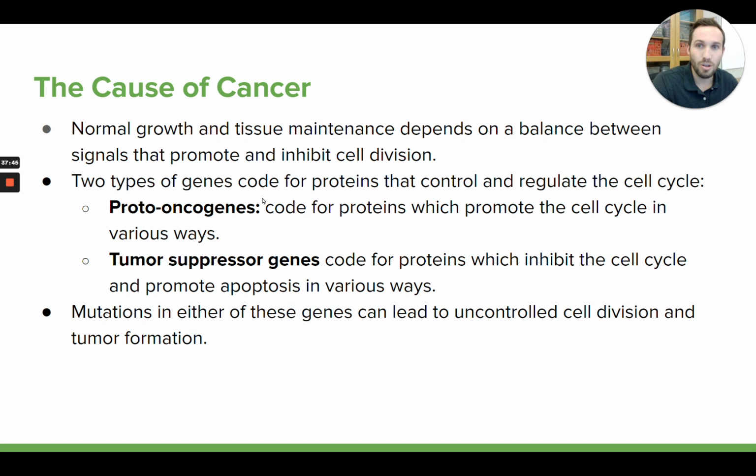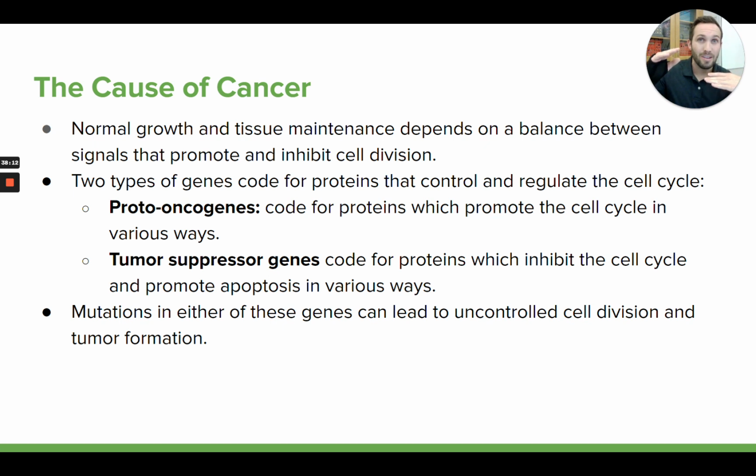And so there's two types of genes involved in this whole thing with the cell cycle being controlled. There are proto-oncogenes and tumor suppressor genes. These are two categories of genes that code for a huge variety of proteins. Genes code for proteins, and these proteins have specific jobs.